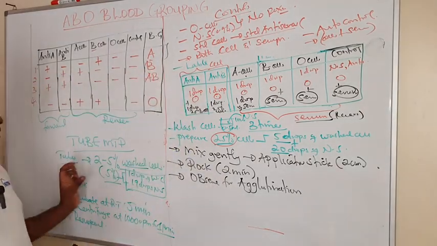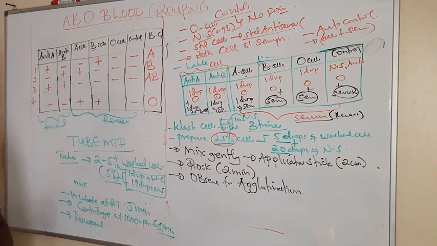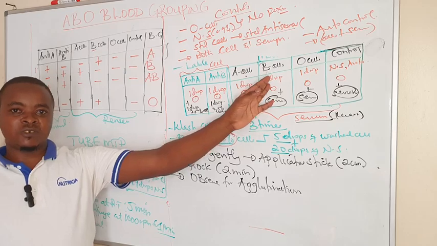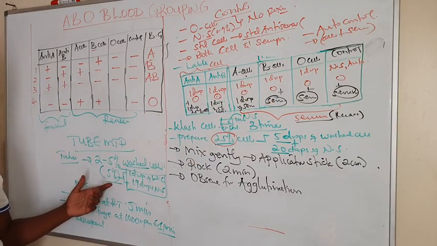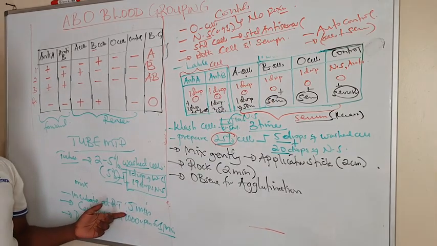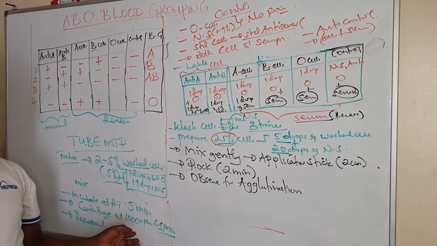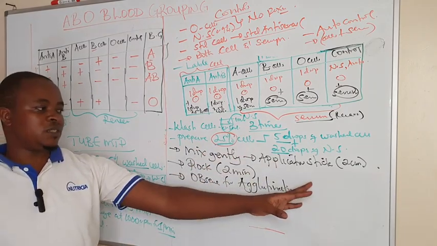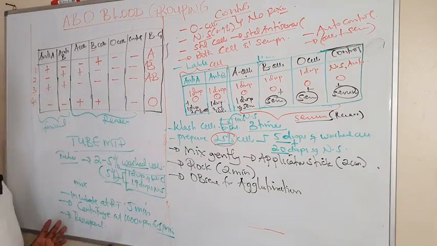I told you that the report for tube grouping will be the same as for tile grouping. These are the only differences. Here we use 25% washed cells; here we use 5% washed cells. Here we incubate; here there is no incubation. Here we centrifuge at 1000 RPM for 1 minute. Here we look for 2 minutes and we observe for agglutination. But in both of them, we wash cells.